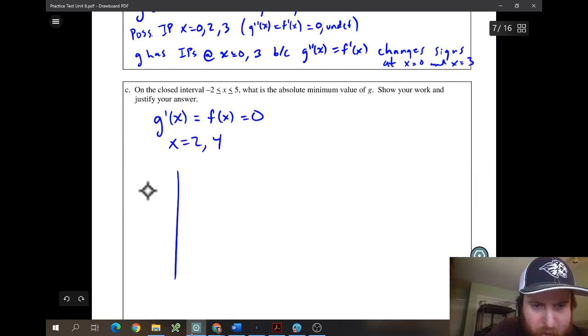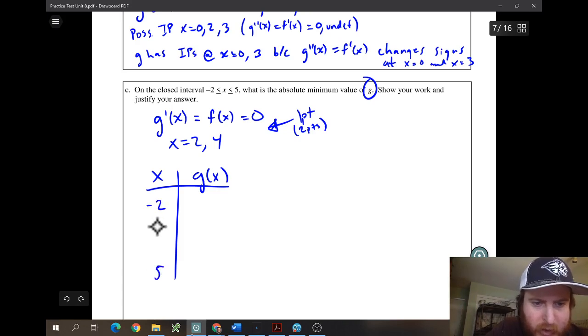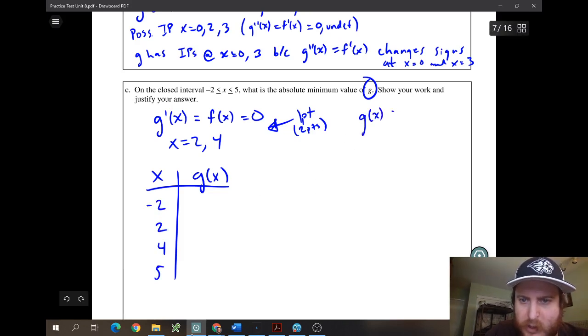Now we're going to make our table, and like I said, this is usually 1 point, maybe even 2 points. So if you're lucky, you might even get 2 points from that. So x, and we're going to put g of x because we're finding the minimum of g. So we're going to put our endpoints, -2 and 5. Then our critical points were 2 and 4. So the formula that we were given was g of x equals the integral from 0 to x of f of t dt. So we're going to take this formula and do it for each of those.